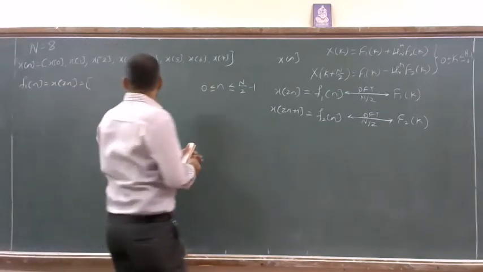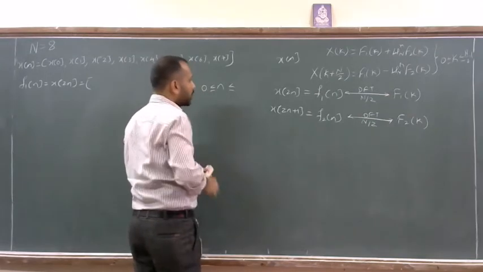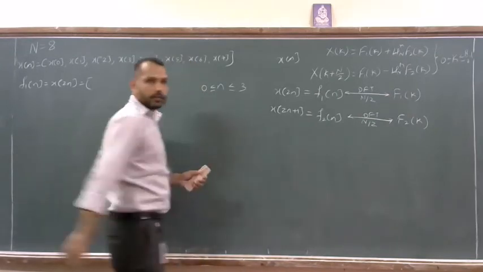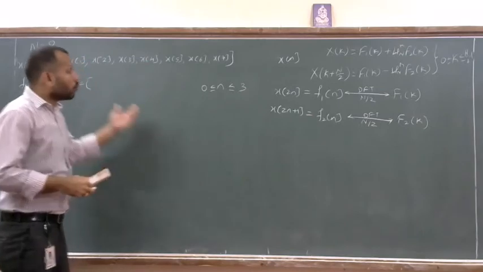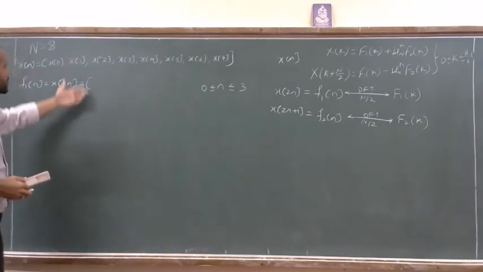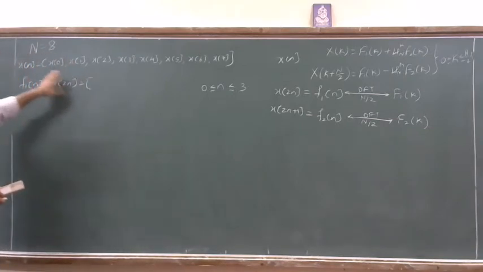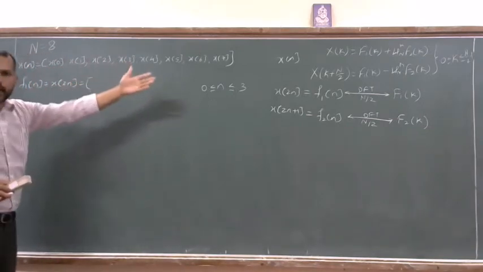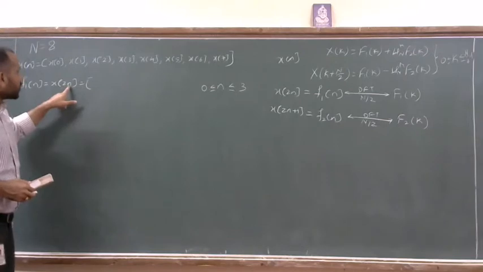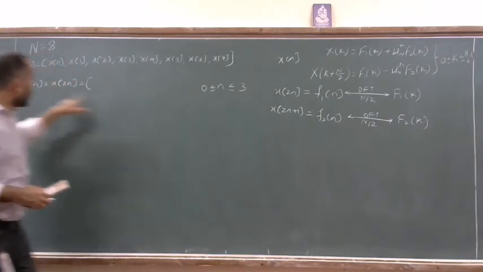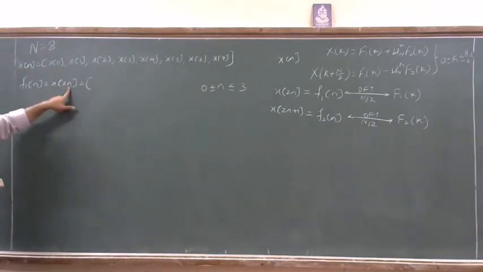Capital N is 8, so 8 by 2, 4 minus 1, 3. Okay. Now, which are the even numbered samples and which are the odd numbered samples from this discrete time sequence? For that, you can identify them by the index, or you can substitute n equals 0 to 3 in this x of 2n.